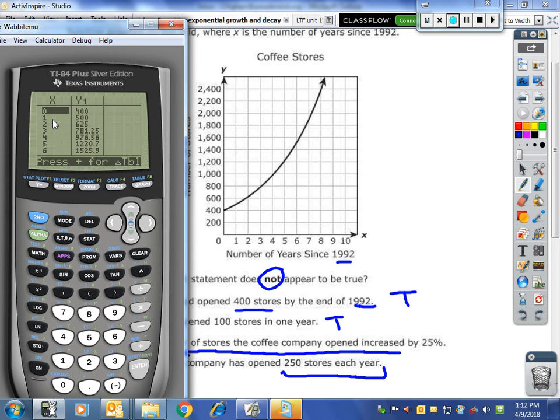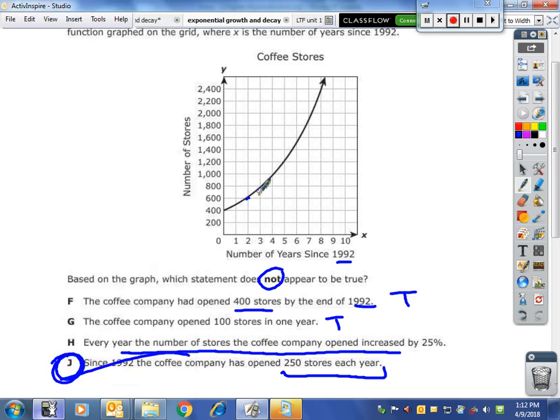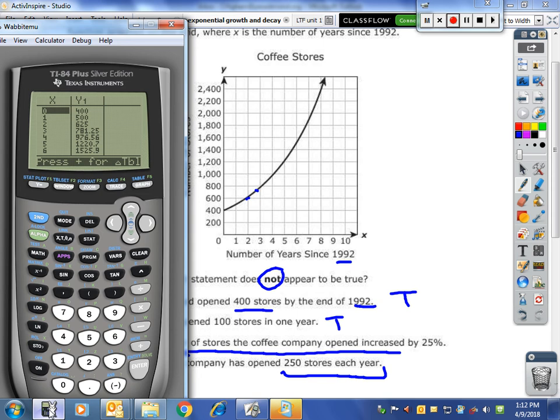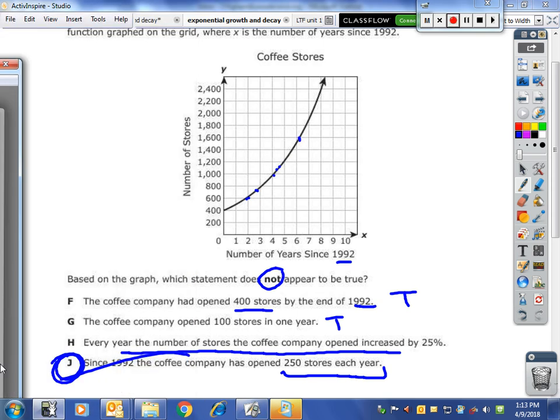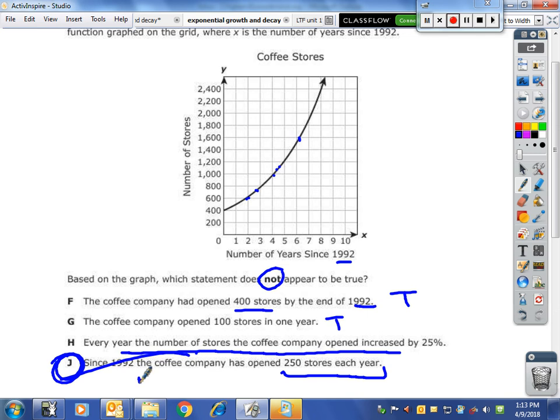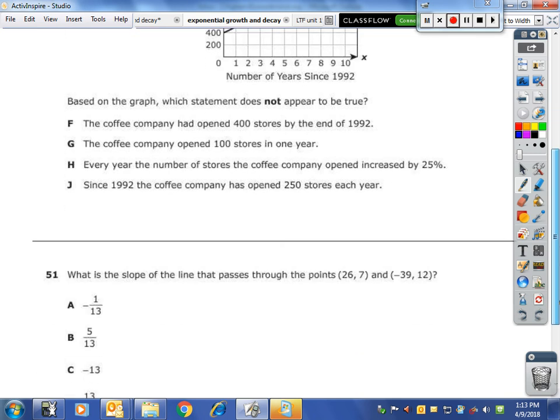At 0, they started at 400. Look what they have the first year, 500. Look at the second year, about 625. That looks reasonable to me. The third year, about 780. Do you see how these are all looking very reasonable? All these points are looking reasonable to me on this graph. So that's true. It's not J. That would be linear.